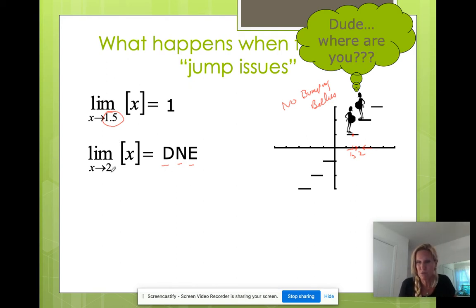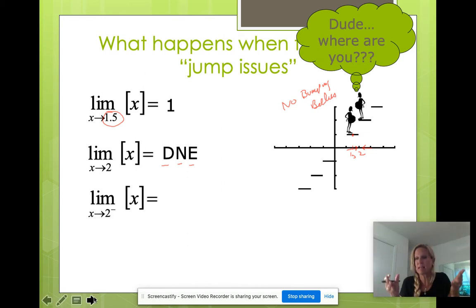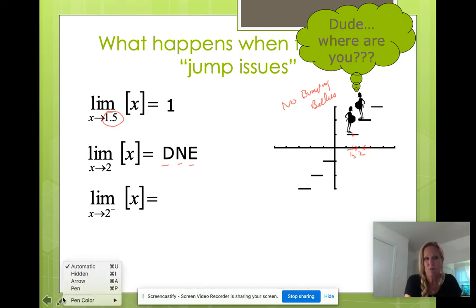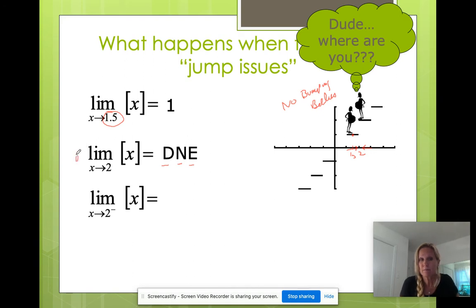But on both sides of 2, the function behavior was different. So we say the limit does not exist, because the limit implies the same behavior. We call that the overall limit, which means you're looking at both sides. If both sides don't have the same level limit, then the behavior does not exist, meaning the behavior is not the same. But look what happens if I just want to ask you for one side.